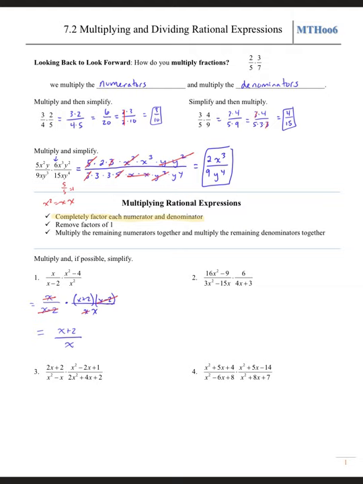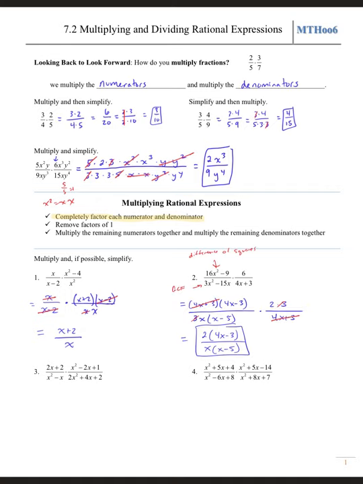Okay, what I want you to do is try number 2. So I want you to just do number 2 and then pause the video and check your answers. Okay, looking at number 2. First thing we have to do is factor. We notice that this is a difference of squares, which factors to 4x plus 3, 4x minus 3. The denominator, we have a GCF of 3x, so we can factor out the 3x. We're left with x minus 5.